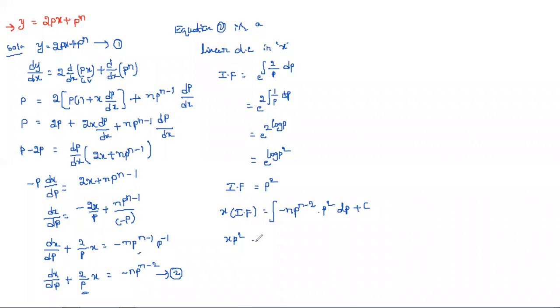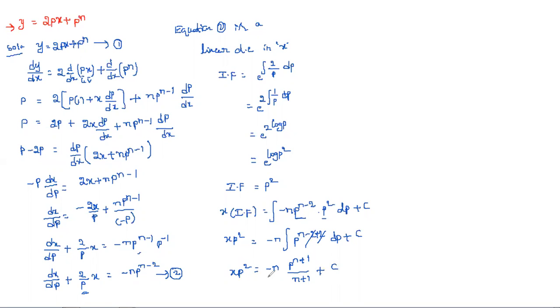So p square x is equal to minus n times the integral of p power n, with a constant. Integral of p power m into p power n is p power n minus 2 plus 2 dp plus constant. Here the 2s will both cancel. And then x p square is equal to minus n into the integral of p power n, which is nothing but x power n plus 1 by n plus 1 plus constant c.